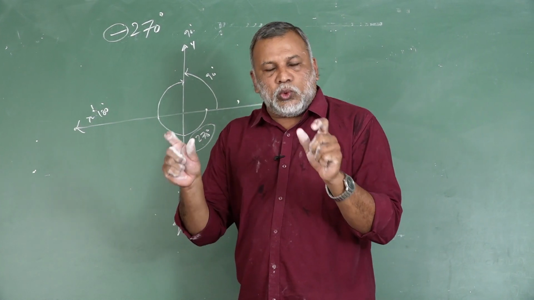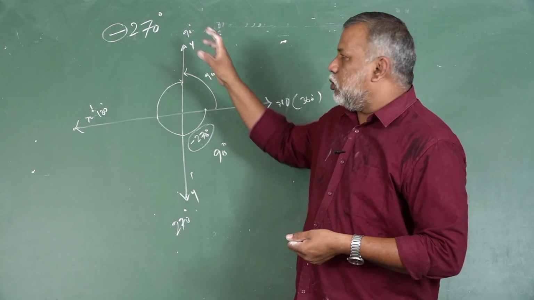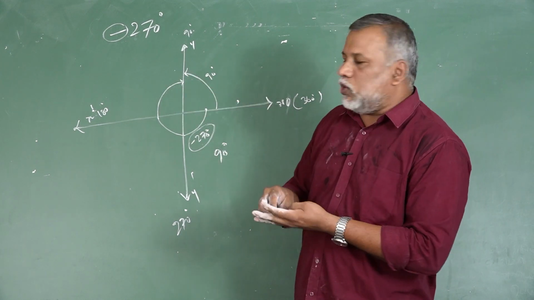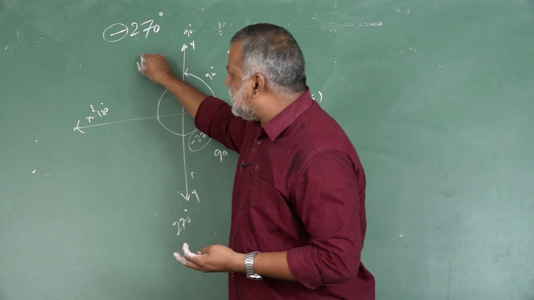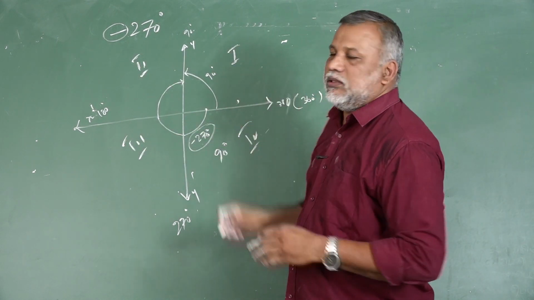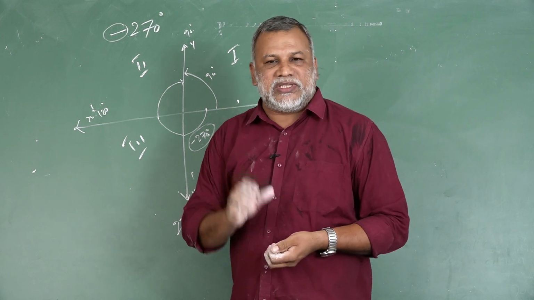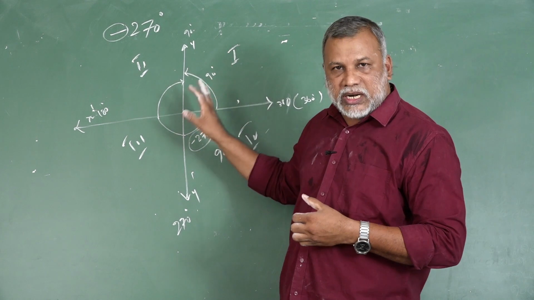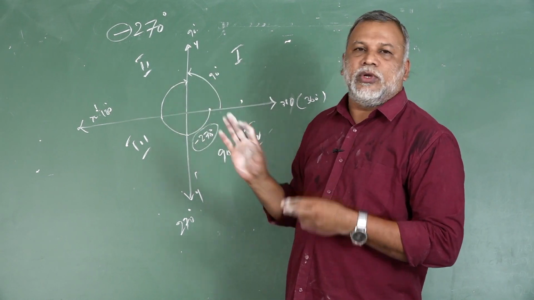Now, we have 2 types of rotations: one rotation clockwise, another rotation anti-clockwise. Then we have 4 quadrants. Based on 4 quadrants, we are able to plot any angle. So, this is the concept. We learned the first concept, quadrants and types of rotations.